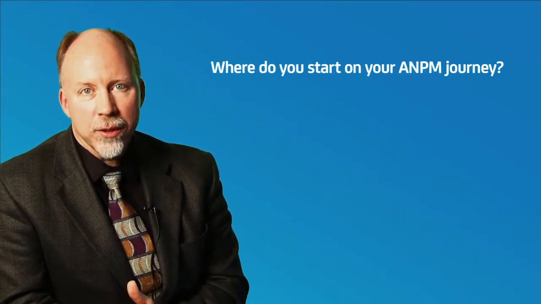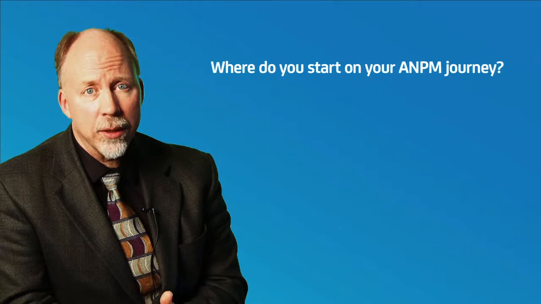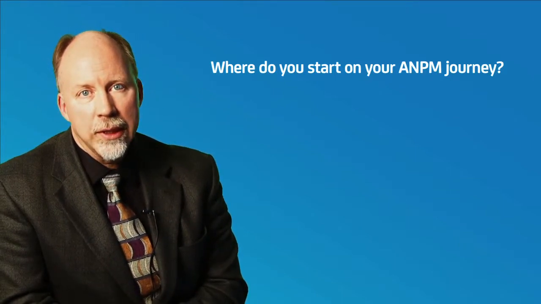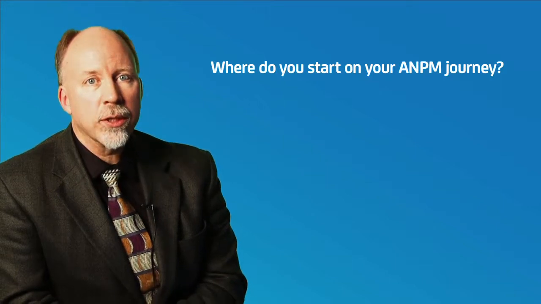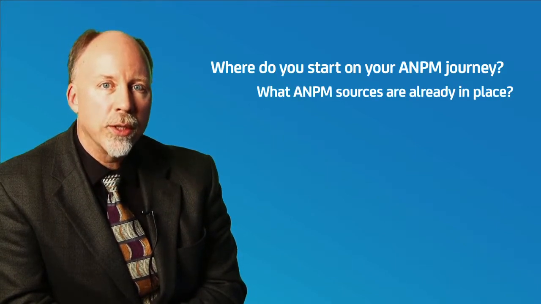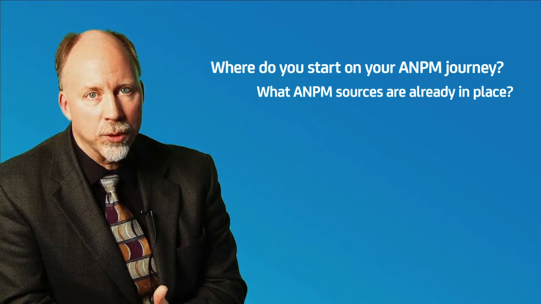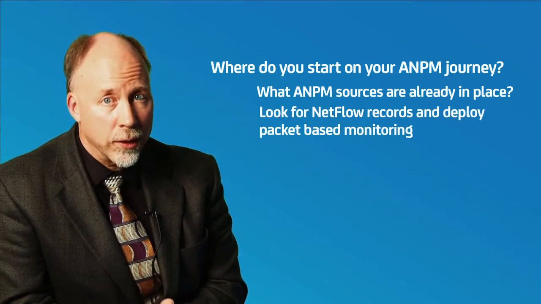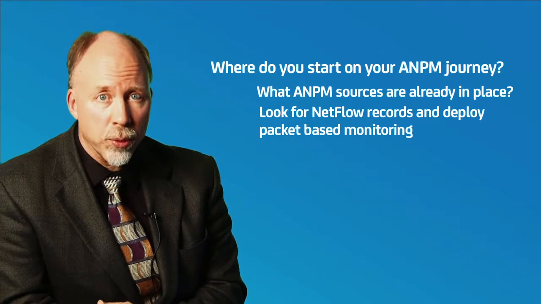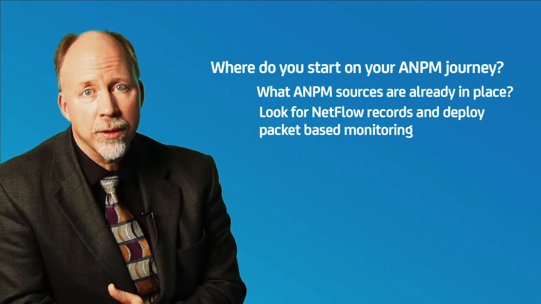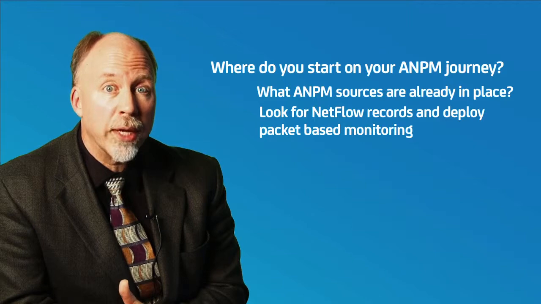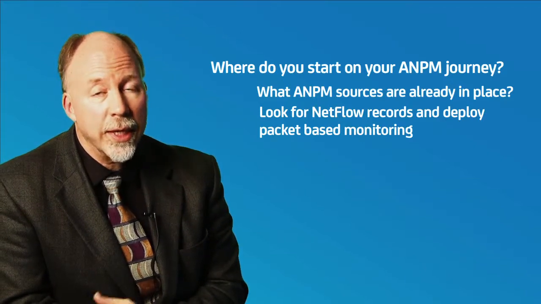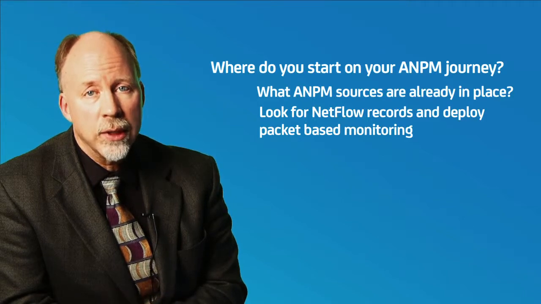So where do we start with this? We've talked a lot about what ANPM is, about the different aspects. What are the things you need to start with first? Certainly the first step is to look for application awareness data sources that are already available to you today. Start gathering them and start using them. Look for NetFlow records. Deploy some packet-based monitoring where it makes sense. Take advantage of embedded synthetic tests like IP SLA if that's available to you. That data is there, gather it and leverage it.